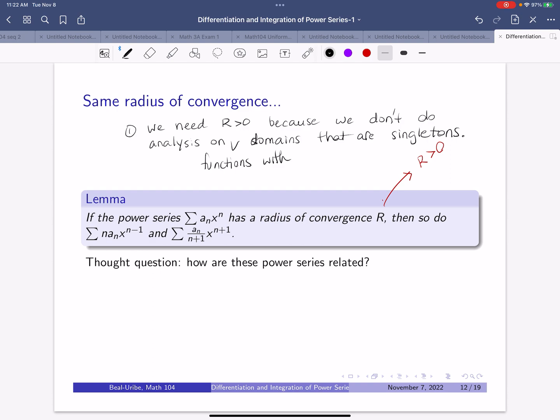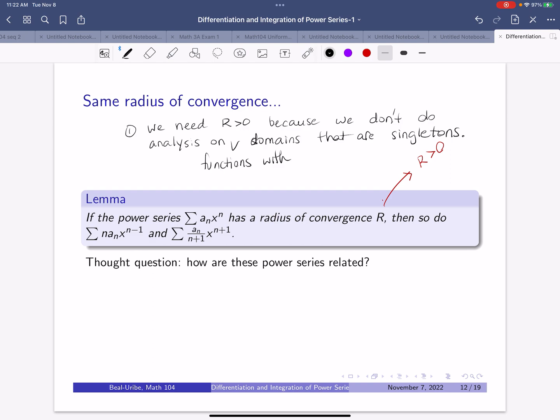Analysis is trying to investigate when limits exist, right? That means you need to know when things are near each other. You need to have more in your domain than just a single point. You can't talk about a limit if you just have a single point. Or, I mean, you can, but it's not meaningful, right? You're not able to do approximations if you just have a single point in your domain. You're just not going to be able to do analysis. It's not interesting. So we're doing analysis.